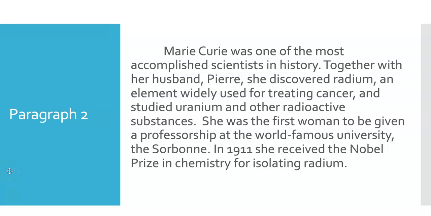Let's look at another paragraph. Marie Curie was one of the most accomplished scientists in history. Together with her husband Pierre, she discovered radium, an element widely used for treating cancer, and studied uranium and other radioactive substances. She was the first woman to be given a professorship at the world-famous university, the Sorbonne. In 1911, she received the Nobel Prize in Chemistry for isolating radium.